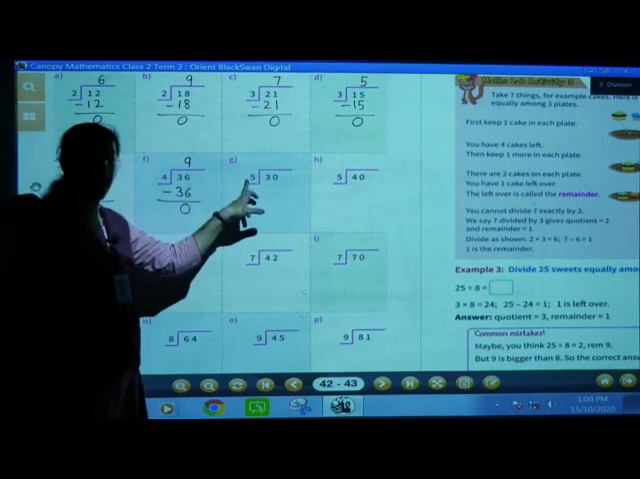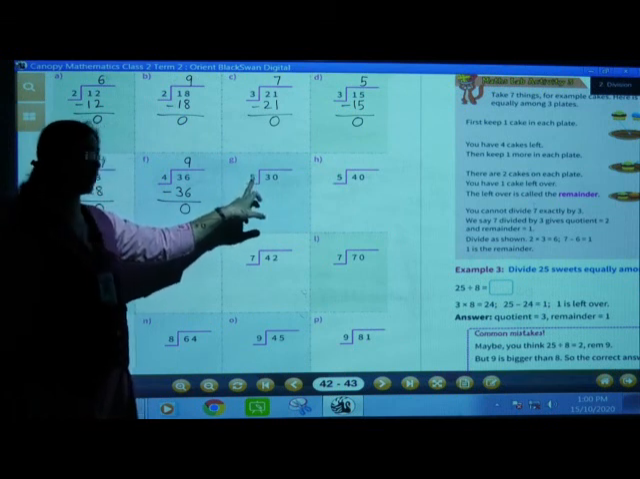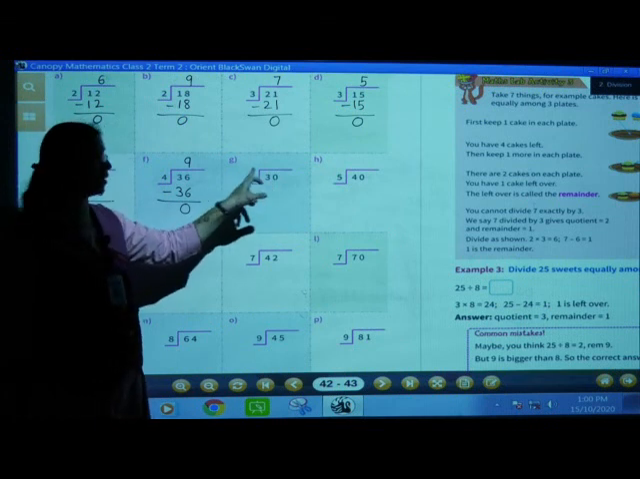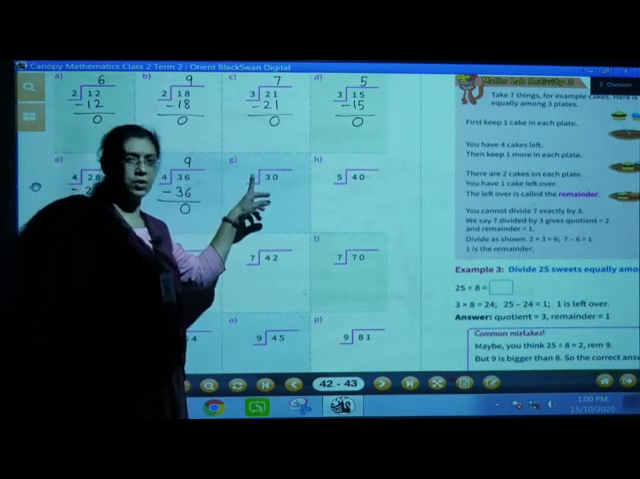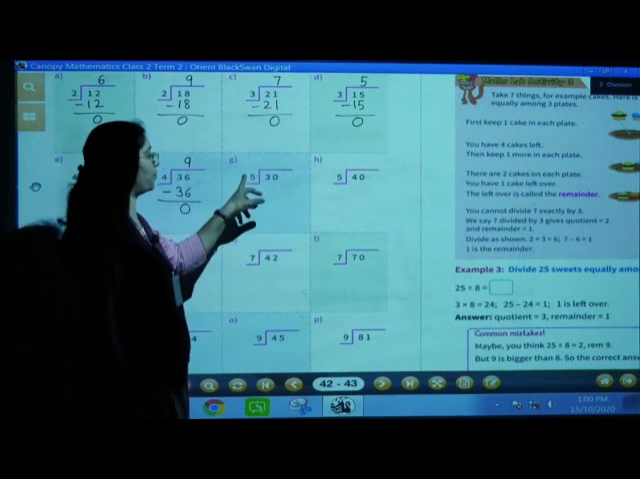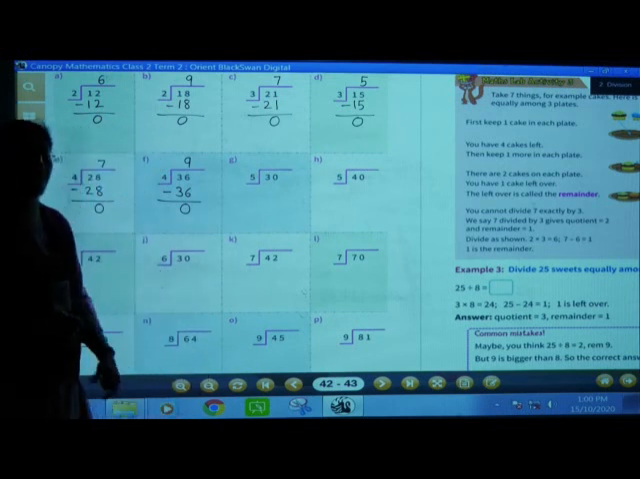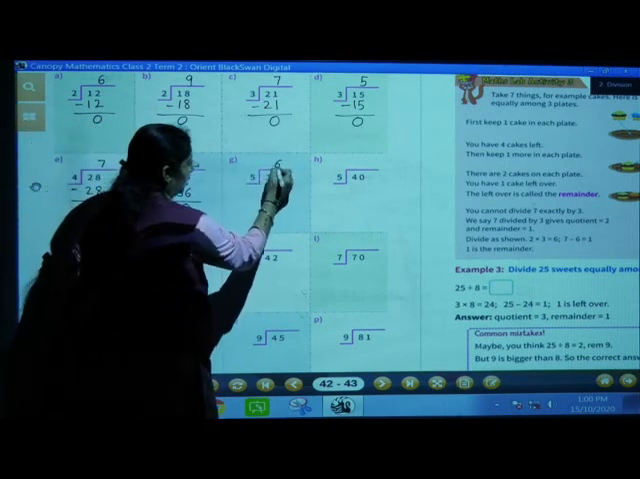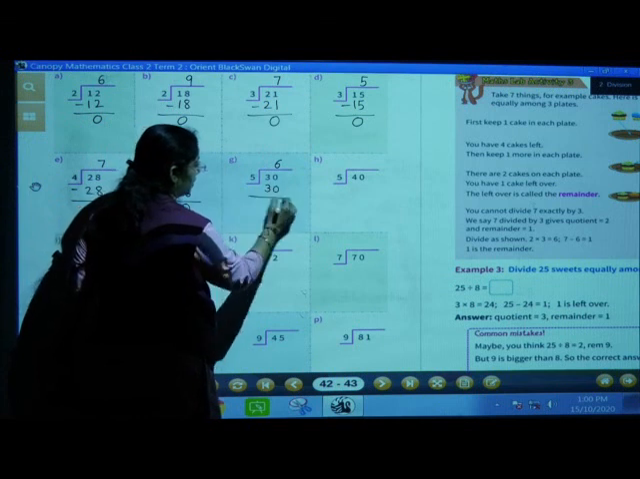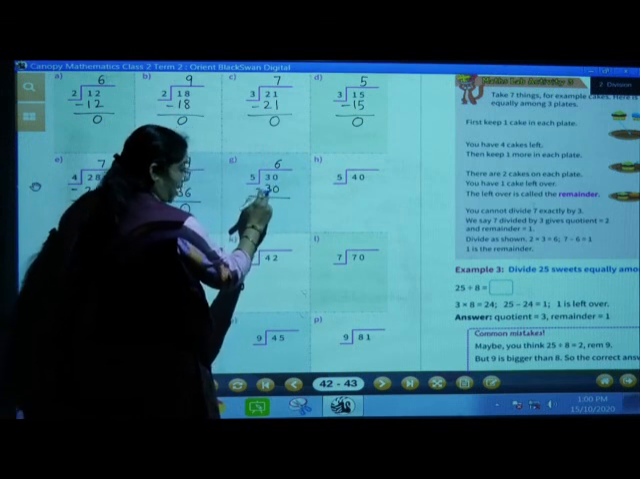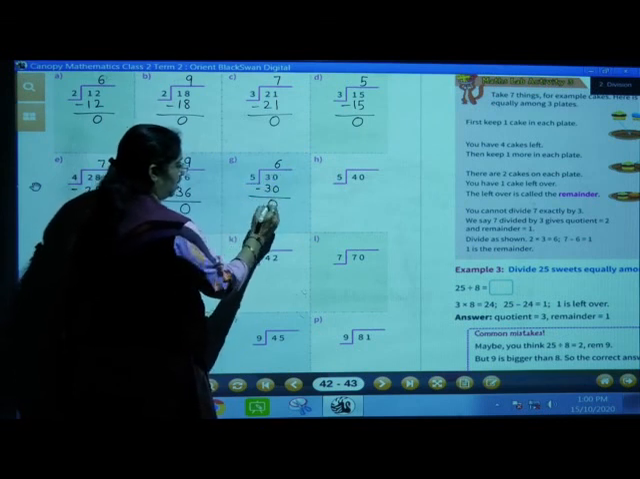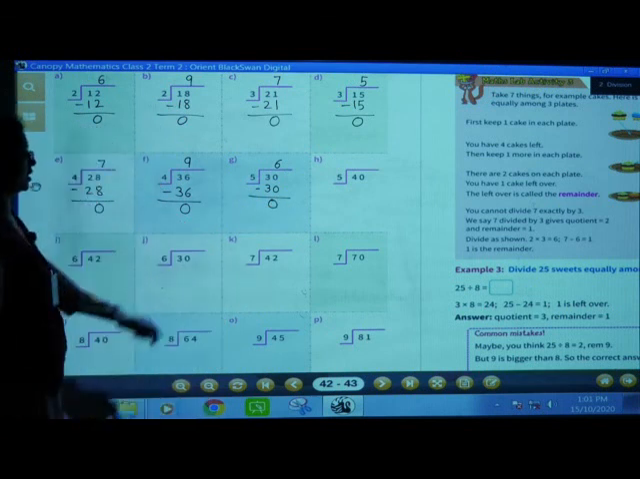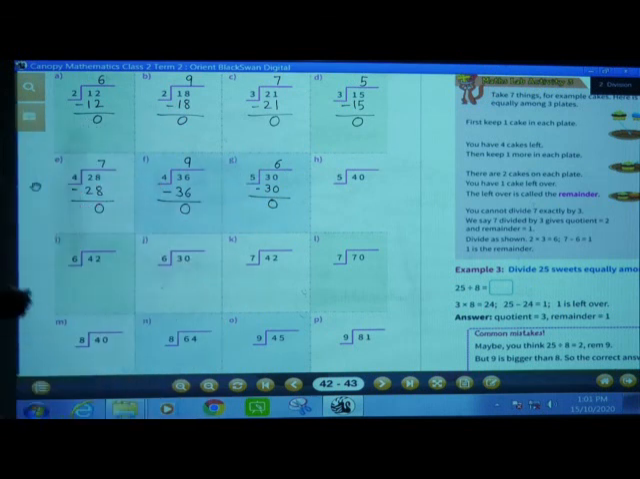G number, 30 divided by 5. 30 divided by 5 means 30 is the dividend and 5 is the divisor. 5 ones are 5, 5 twos are 10, 5 threes are 15, 5 fours are 20, 5 fives are 25, 5 sixes are 30. Subtract this 30 from this dividend, means 30 minus 30, 0. 6 is the quotient.